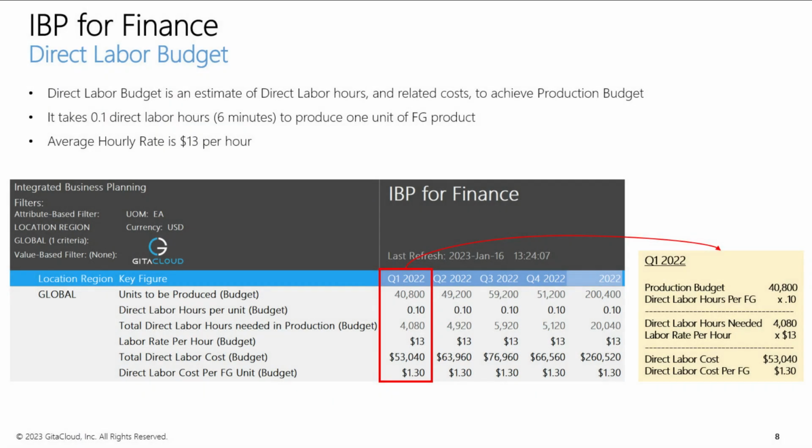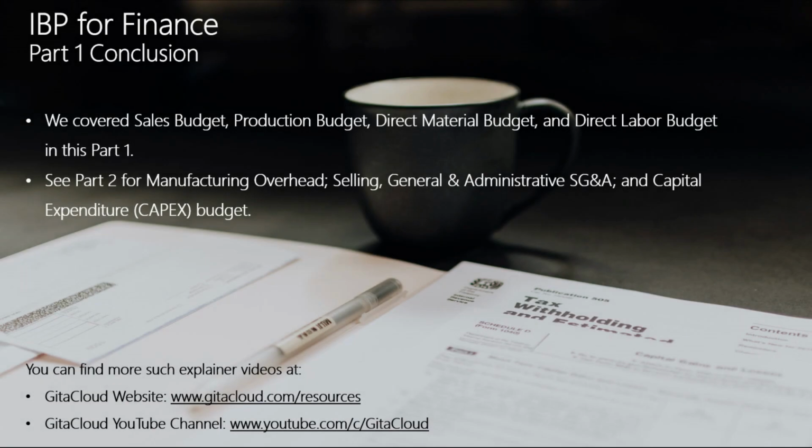Direct labor budget is an estimate of direct labor hours as well as direct labor costs. It takes 0.1 labor hours, 6 minutes, to produce a single FG unit. Let's also assume the average hourly rate in our Asia factory is $13 per hour. This translates to a per FG unit cost of $1.30 for direct labor.